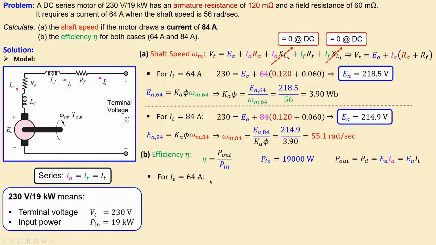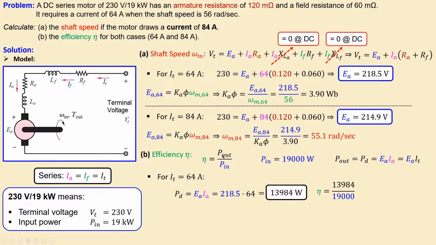So for the first case, when the terminal current is 64 amps, we have again this formula. Just use the right values, which are the back EMF here and the right current for the armature or the terminal. Then we have this power, which is approximately 13,984 watts.